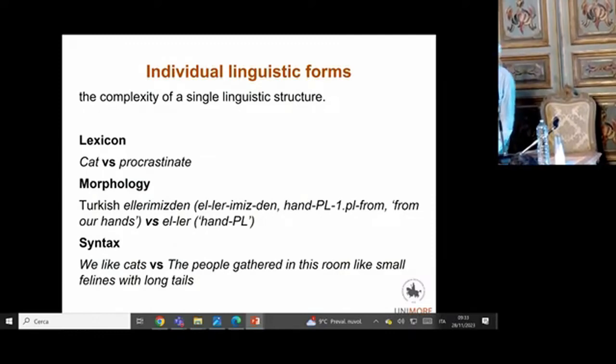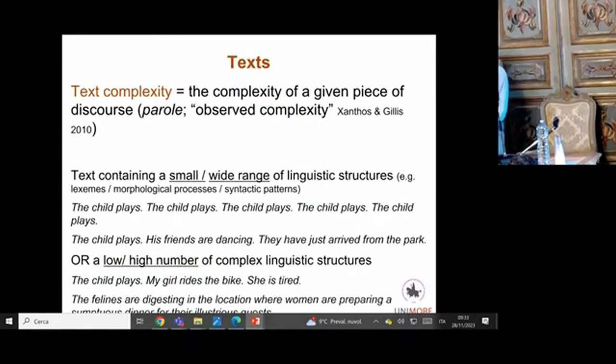So in this sense, we are measuring the complexity of individual linguistic forms. What about the complexity of text? On the one hand, we can say that a text is complex if it contains a high number of the complex linguistic structures we just defined. So if there are many linguistic structures that are complex in their own right, then the text is complex.